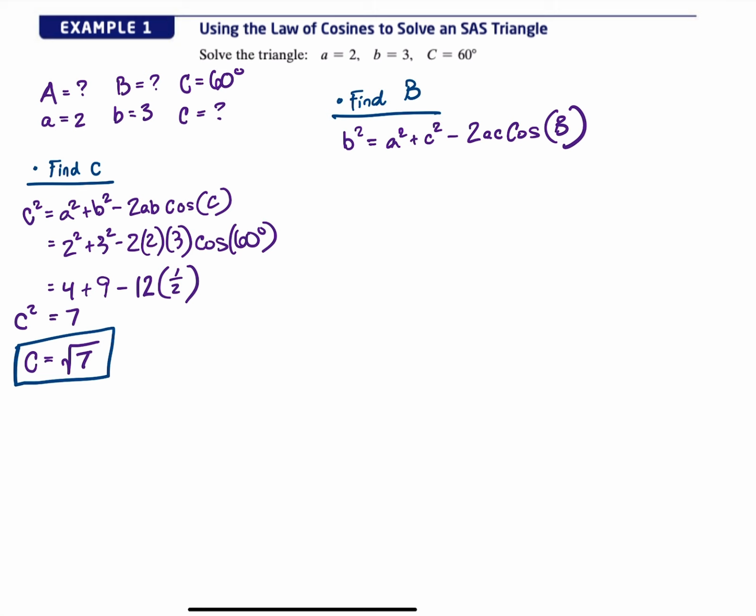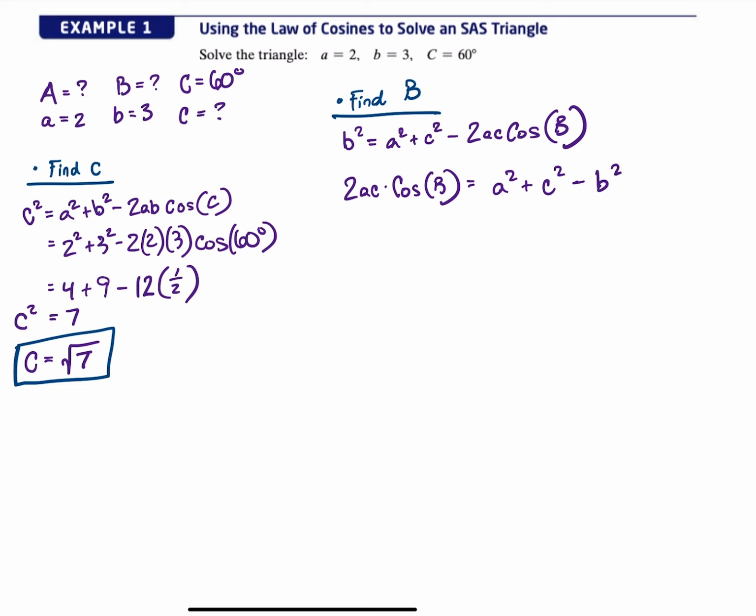So I'm going to add this 2ac cosine b to the left side, so it will appear positive here: 2ac times the cosine of b. And I'll subtract that b squared over to the right side. So this should equal a squared plus c squared minus b squared.